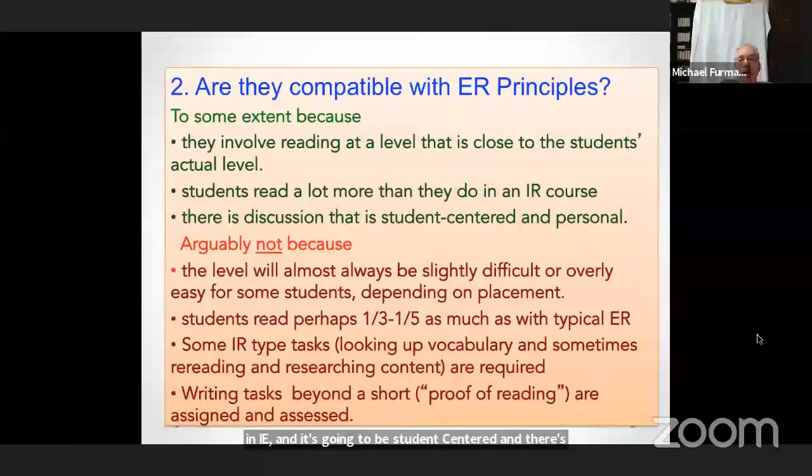But on the other side, as I said before, the levels will not be lower necessarily for all students. They'll be lower for most, and they're reading a lot less. Okay, somebody's raised a hand. I don't know if that's relevant.